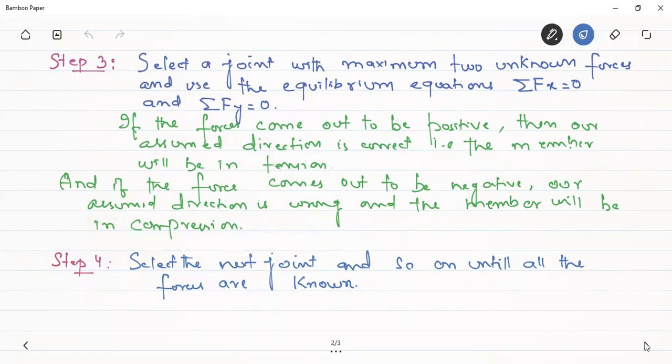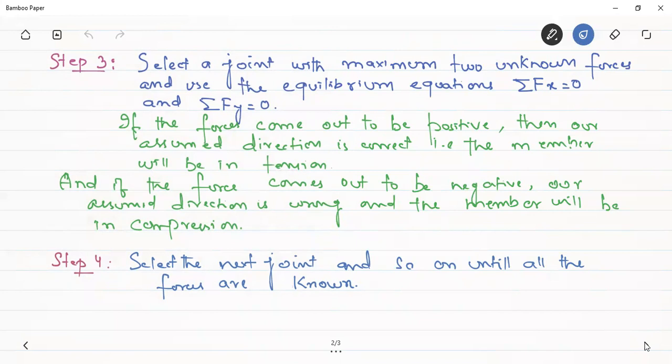If our result comes out to be positive, then we can say that the member is in tension, that is, our assumed direction is correct. However, if it comes out to be negative, then the member actually will be in compression, that is, our initial direction of the tension that we had assumed is wrong.